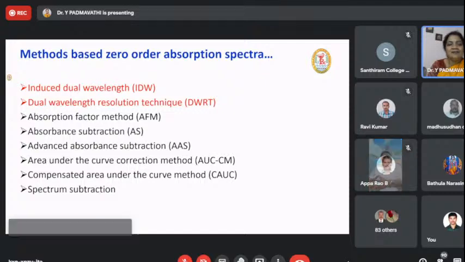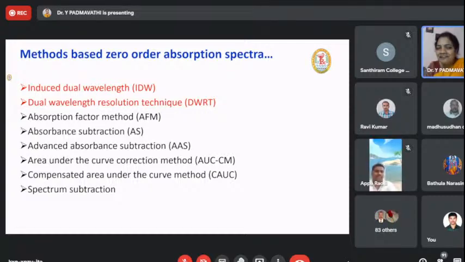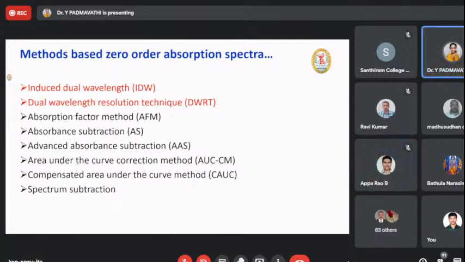In addition, you have all these. I just listed them out, so have a glance. You have a recorded version on YouTube, I guess, Shivashankar. So the absorption factor method, absorbance subtraction method. Simple manipulation techniques are used for resolution of the spectra, for getting better spectral characteristics, or for minimizing and eliminating the interferences. Like you have the area under curve method.